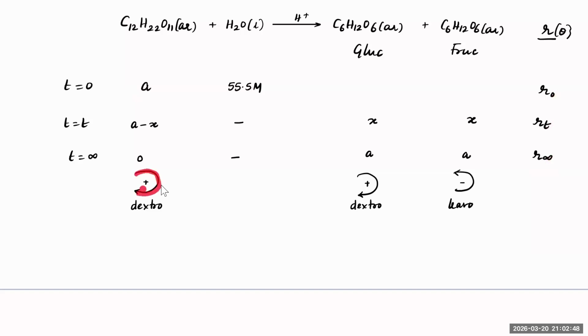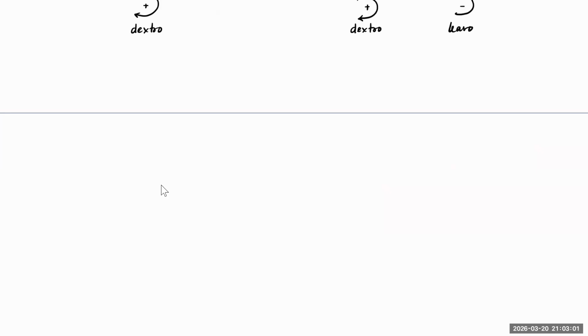Naturally, sucrose is dextrorotatory, glucose is dextrorotatory, and fructose is levorotatory. Now, what you need to realize is that when you write the rate law, you will write rate R is equal to some constant K into sucrose concentration power 1 and H2O concentration power 1, which I can write as K dash into sucrose concentration power 1, which makes it pseudo first order kinetics.